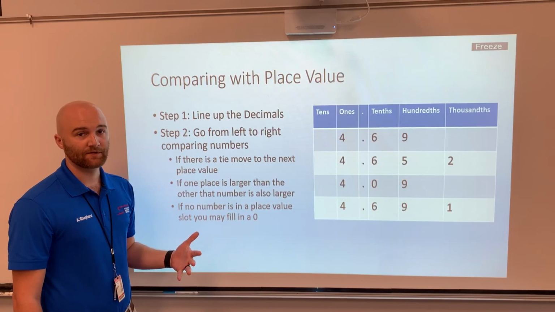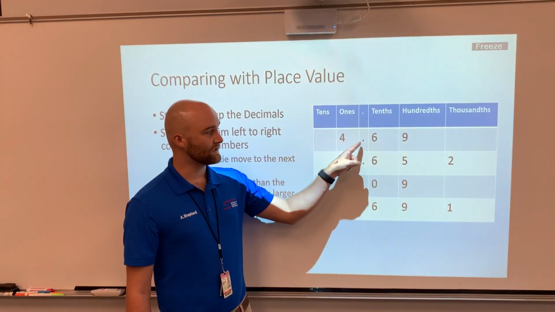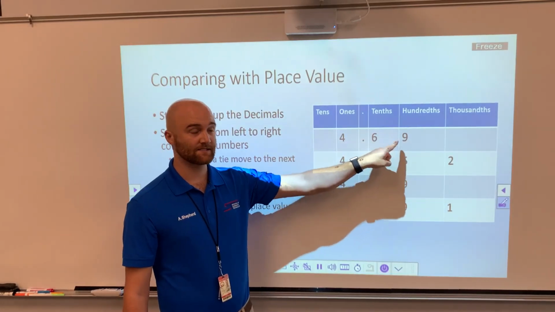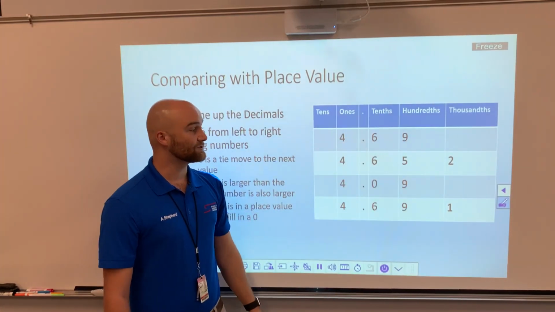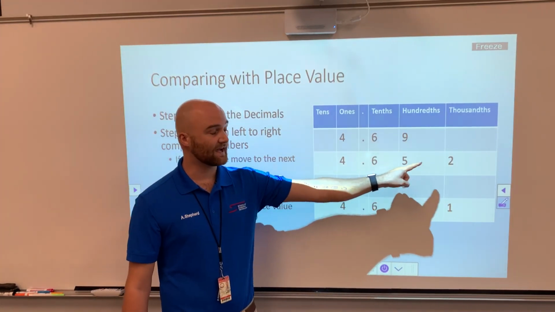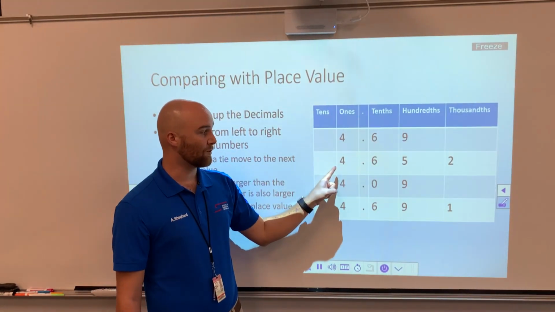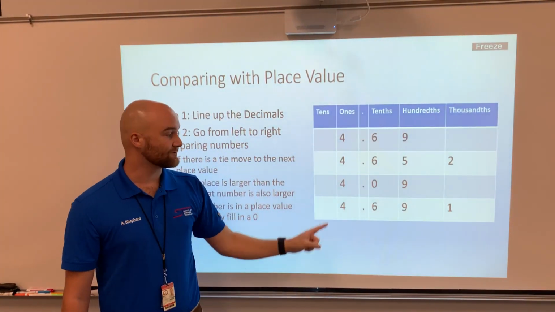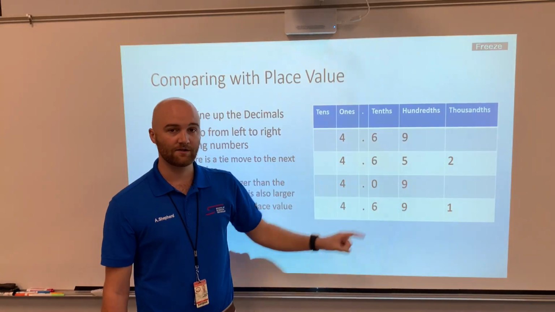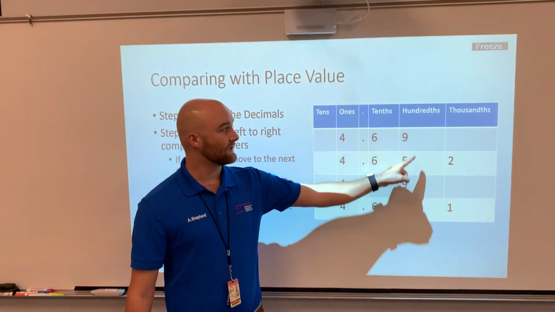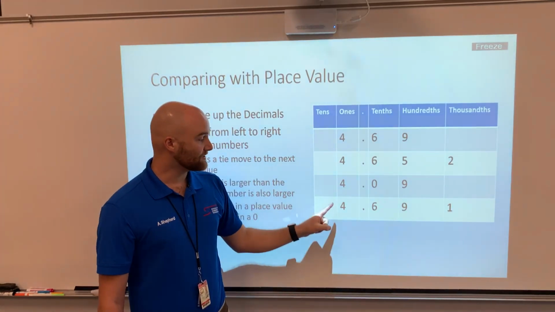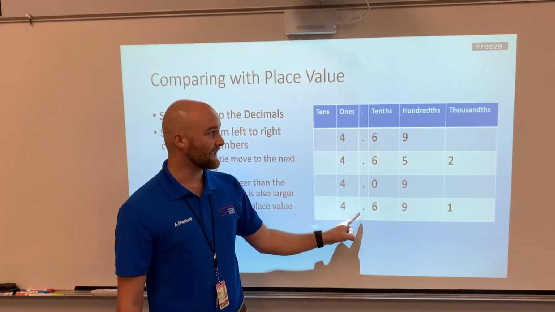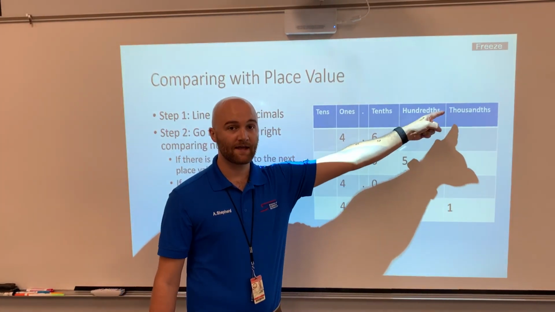So let's see an example. Here I've got the numbers 4.69, whose real name would be 4 and 69 hundredths. I also have the number 4.652, whose real name would be 4 and 652 thousandths. I also have the number 4.09, whose real name would be 4 and 9 hundredths. And I also have the number 4.691, and its real name would be 4 and 691 thousandths.